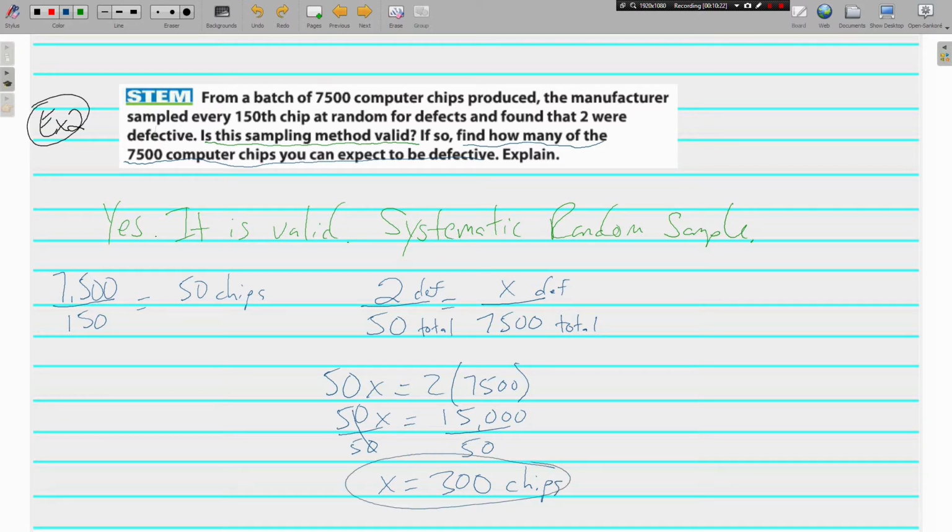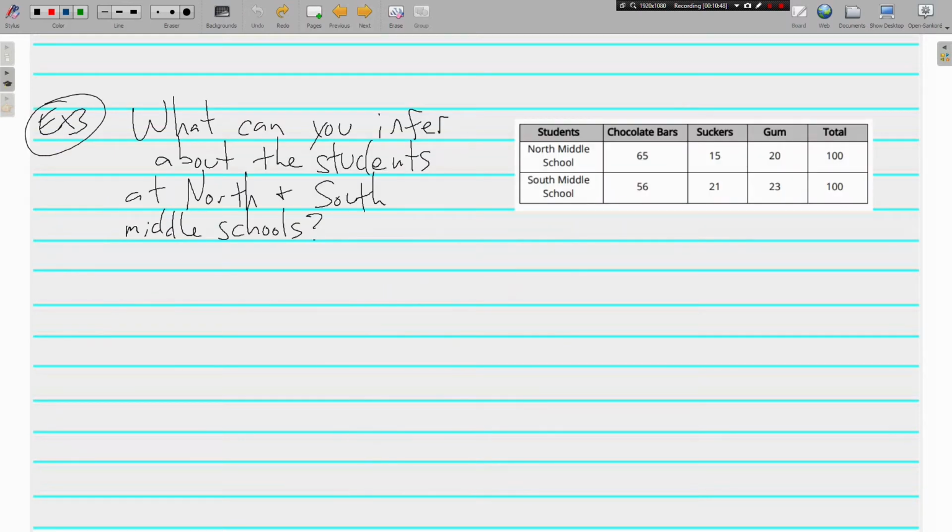Okay, so once we know that a sampling method is valid, we can then make inferences about what else could happen. Kind of like using probability to predict, but this isn't really a probability. We've got actual data taken from a systematic random sample type of survey. One more example. What can you infer about the students at North and South middle schools?